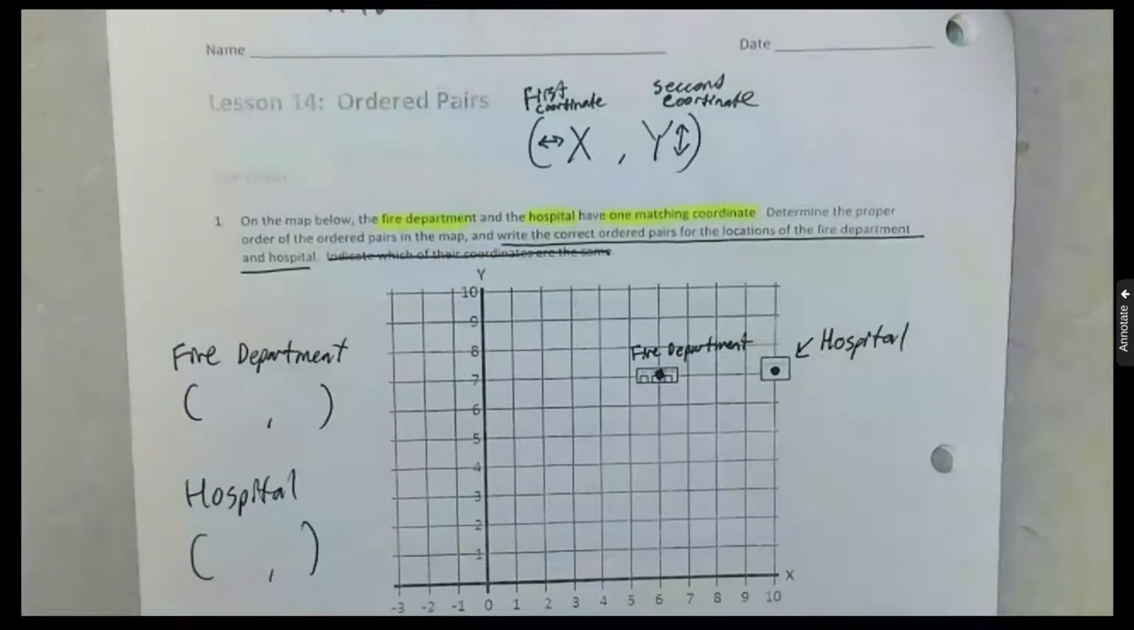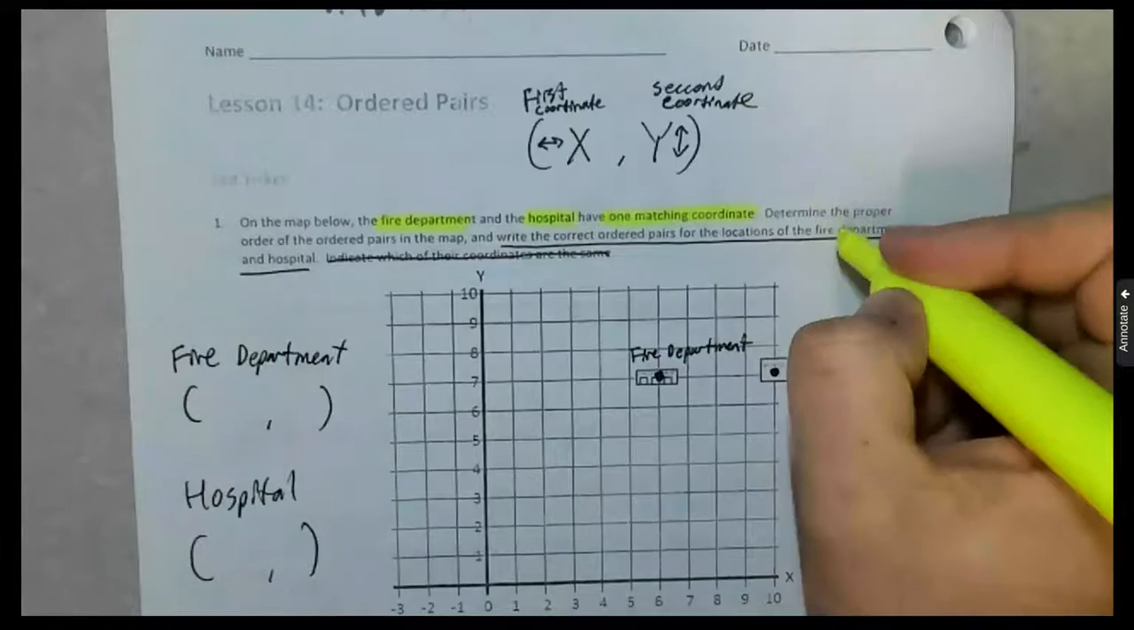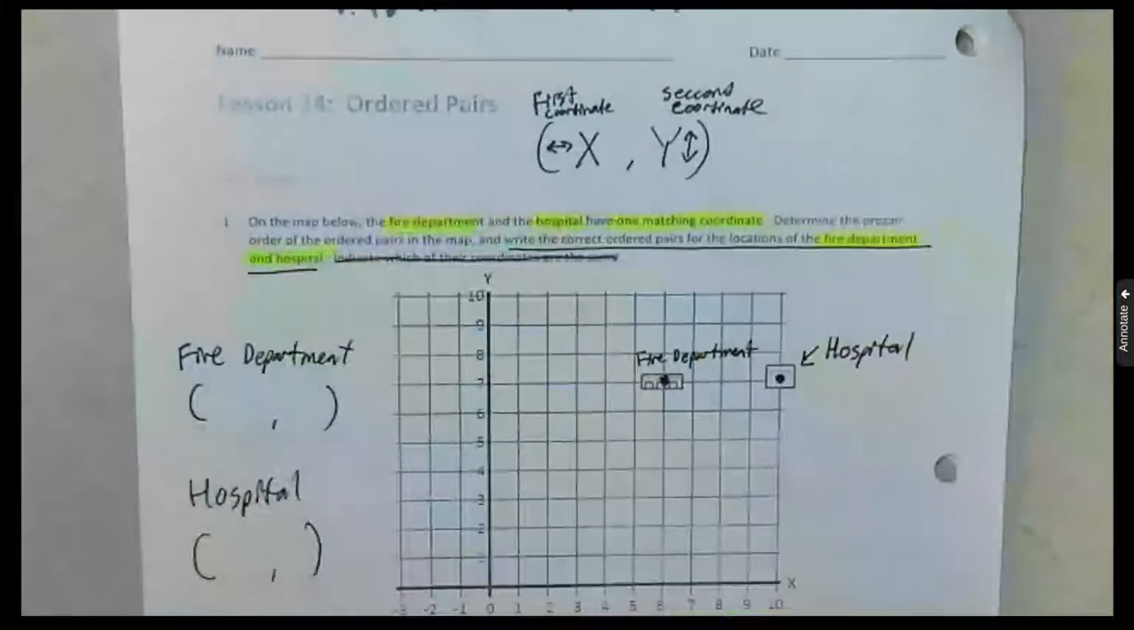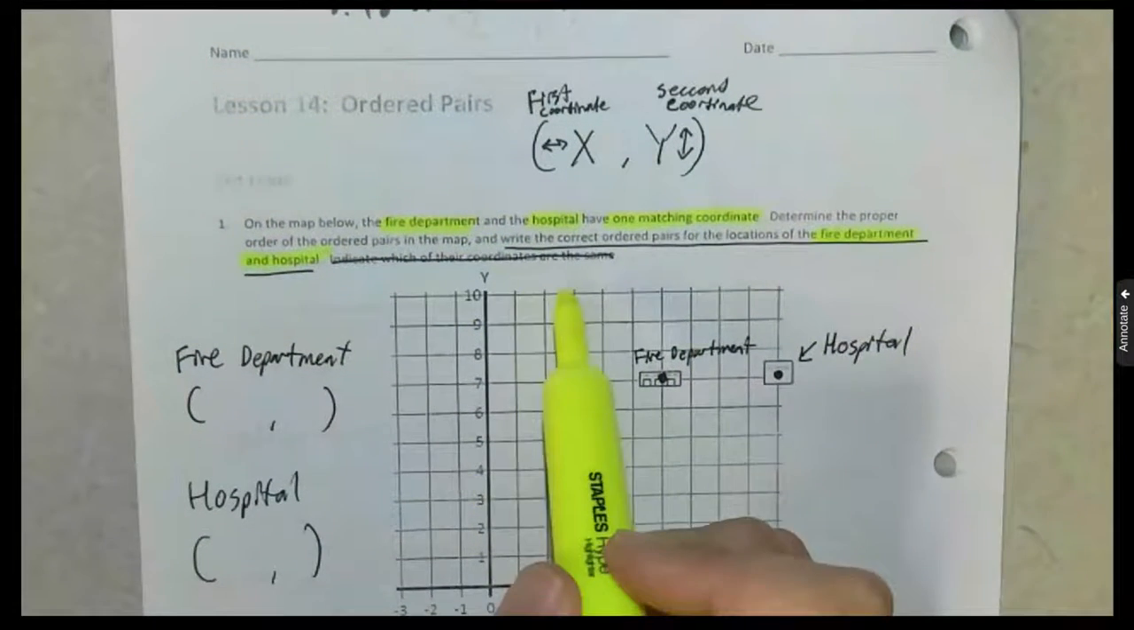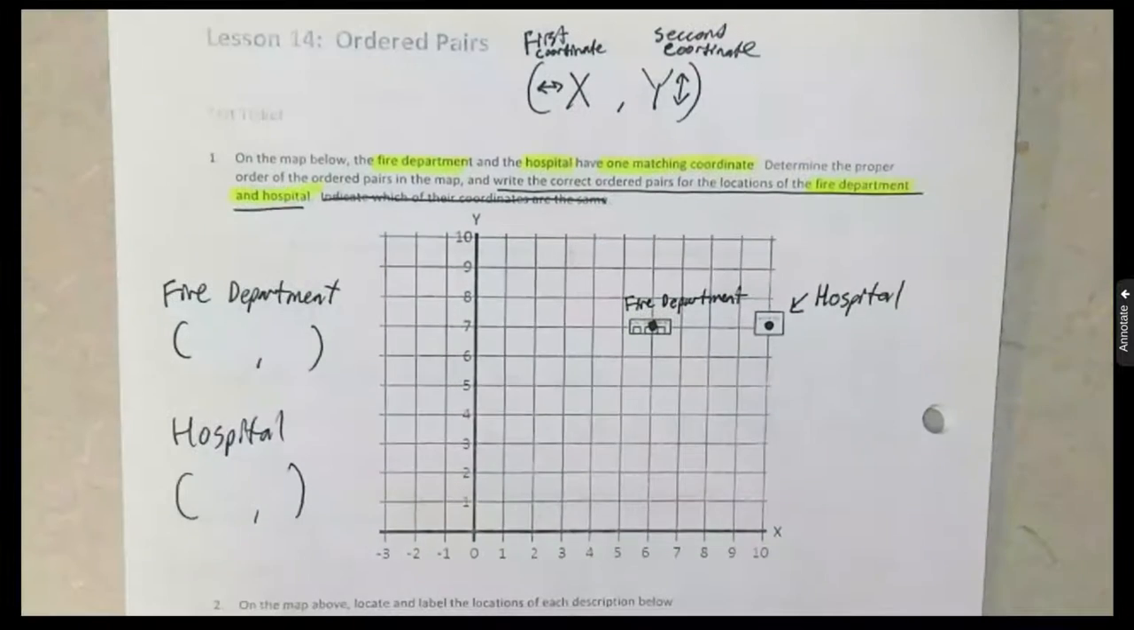Determine the proper order of the ordered pairs in the map and write the correct ordered pairs for the locations of fire department and hospital. You don't need to indicate which number are the same. You hopefully will just be able to notice that.